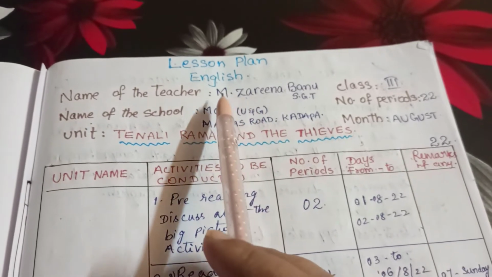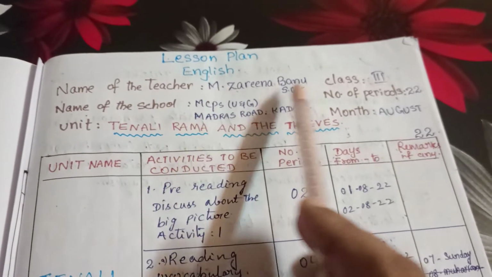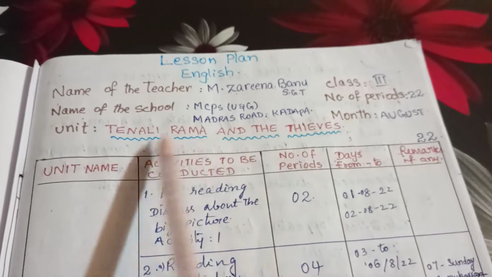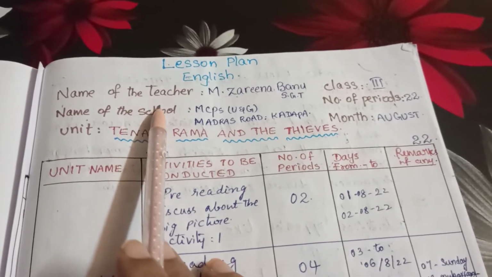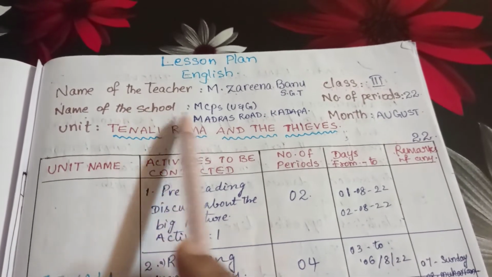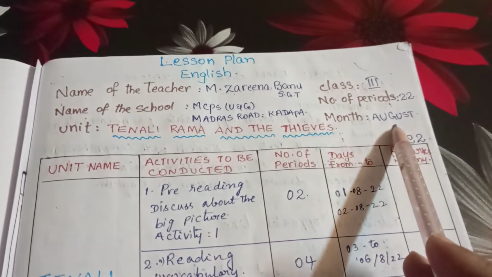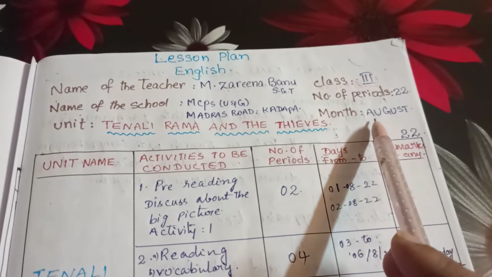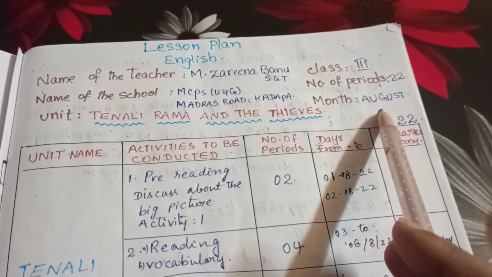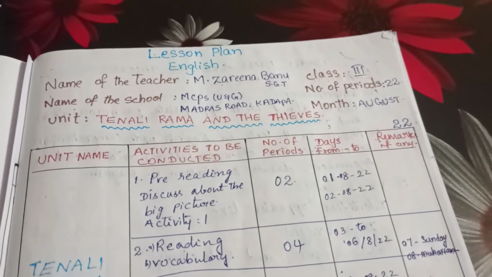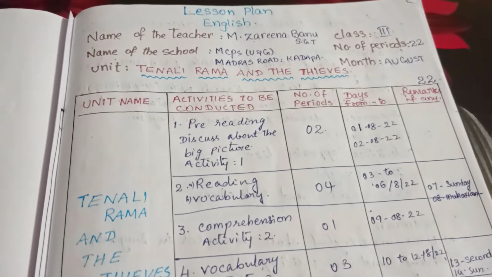Today we are preparing a lesson plan for English, and this is for class 3. First of all, we should write the name of the teacher, name of the school, class, number of periods and month. Here the month is August. As we were busy with the school readiness program in the month of July, we should start the academics from the month of August.